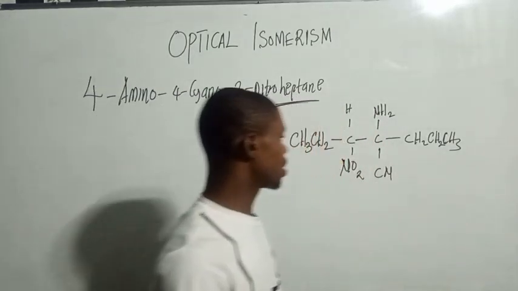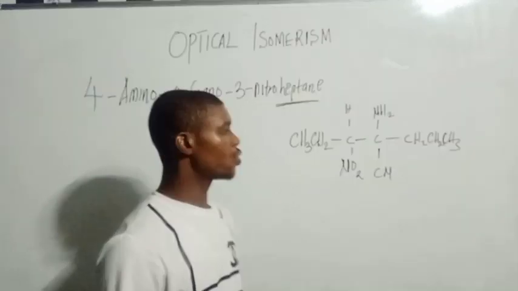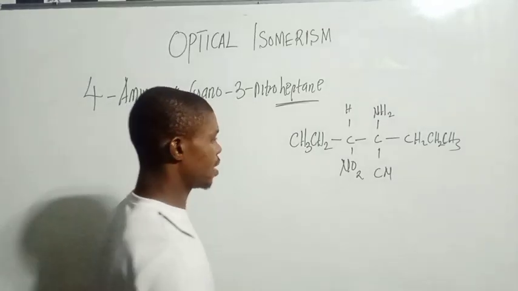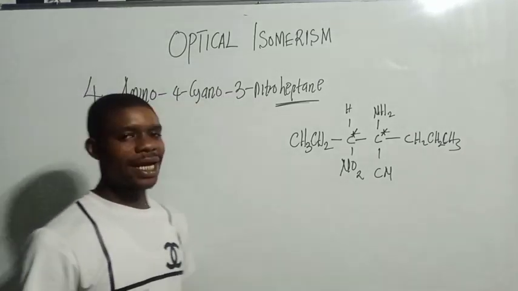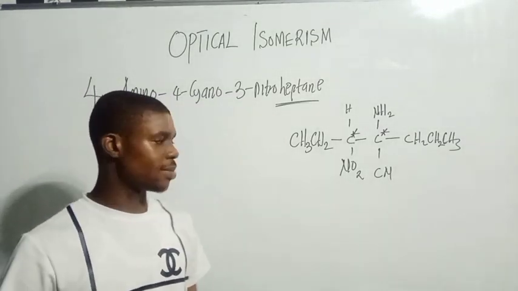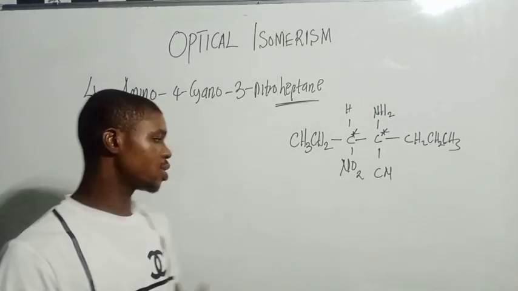So this one is the chiral molecule here. How many possible stereoisomers do we have here? Here we have one, two chiral centers. Now, to calculate the number of possible stereoisomers, you need a simple formula, which is what?